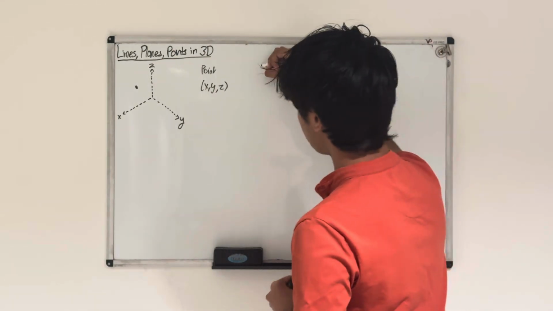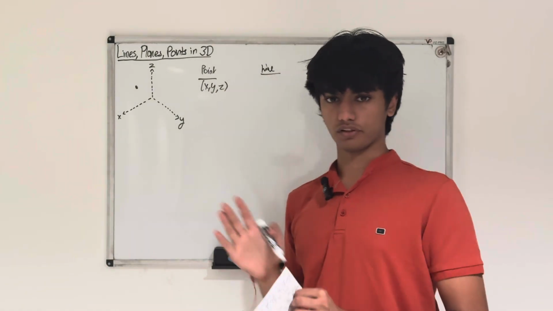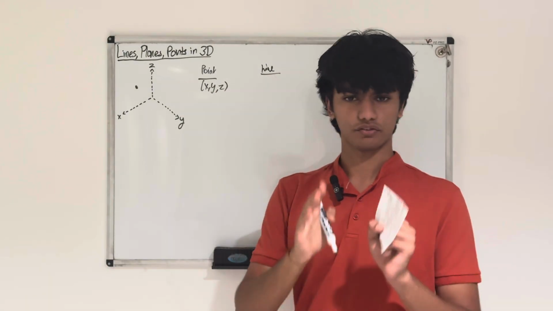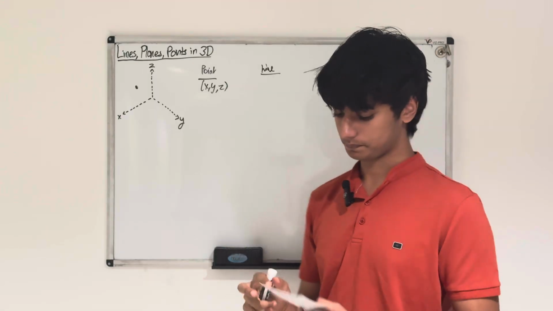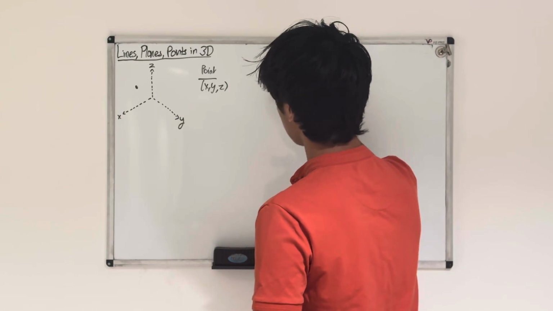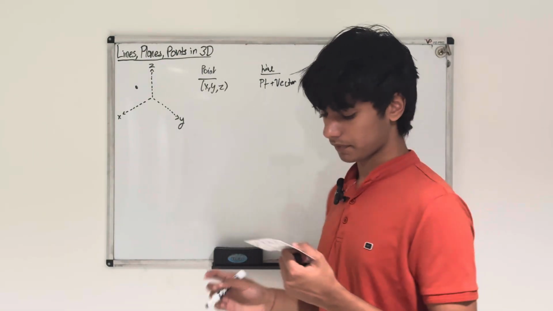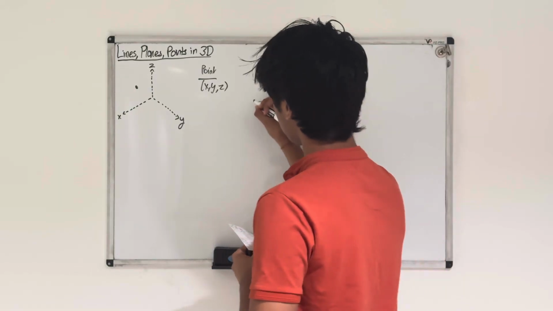Next, we have a line. So in 2D, when we want to find a line, we had a slope and we had a y-intercept, or kind of a point on that line. In 3D, it's kind of the same thing. We have a point plus a vector, and the vector kind of jumps in for the slope. And so here's a way to visualize it.